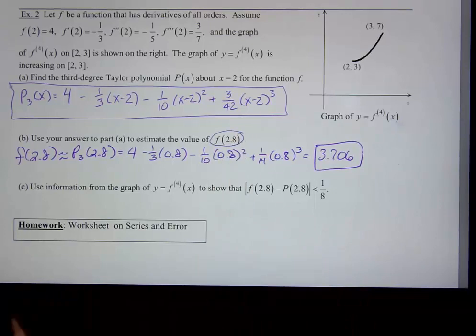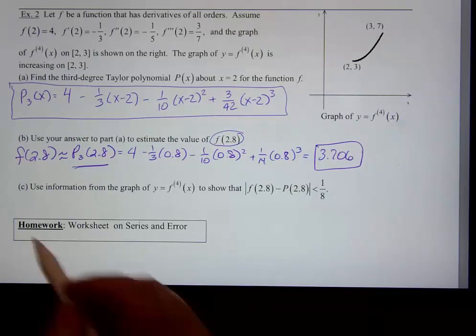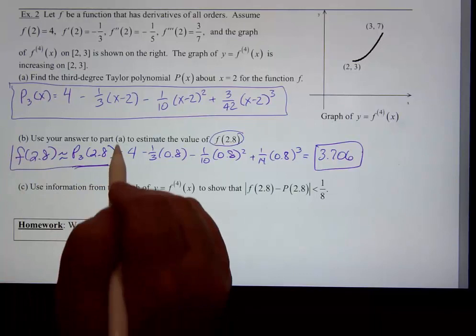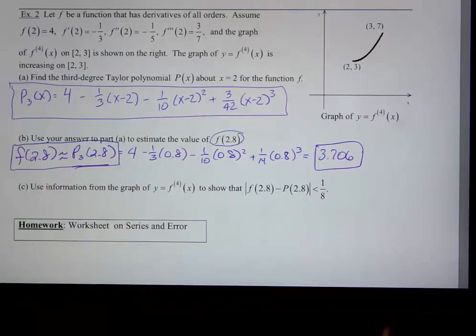The question said, what is f of 2.8? If all you write is that, you haven't answered the question. You need to write down that f of 2.8 is approximately equal to p of 3 of 2.8. You've got to write that part down. And you may not have thought of that. I'm just telling you now so that you understand that. Because the question says, what's f of 2.8?